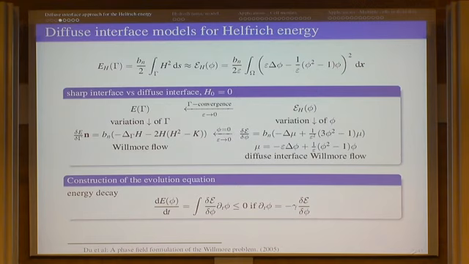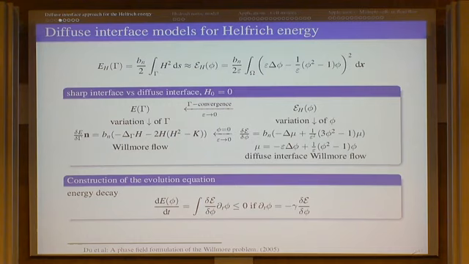This is done here. And so we can calculate this, and then we arrive at the diffuse interface Willmore flow. And again here, along the interface, that is where phi is equal to 0. If epsilon goes to 0, we arrive here at the sharp interface Willmore flow.